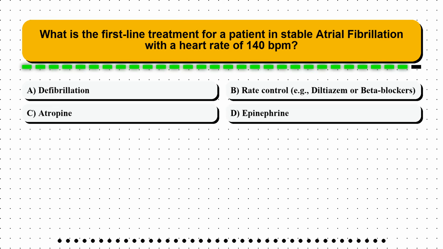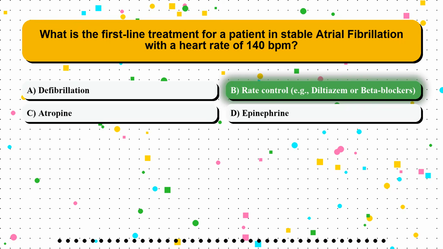Question 36. What is the first-line treatment for a patient in stable atrial fibrillation with a heart rate of 140 bpm? Option A. Defibrillation. Option B. Rate control, example, diltiazem or beta blockers. Option C. Atropine. Option D. Epinephrine.